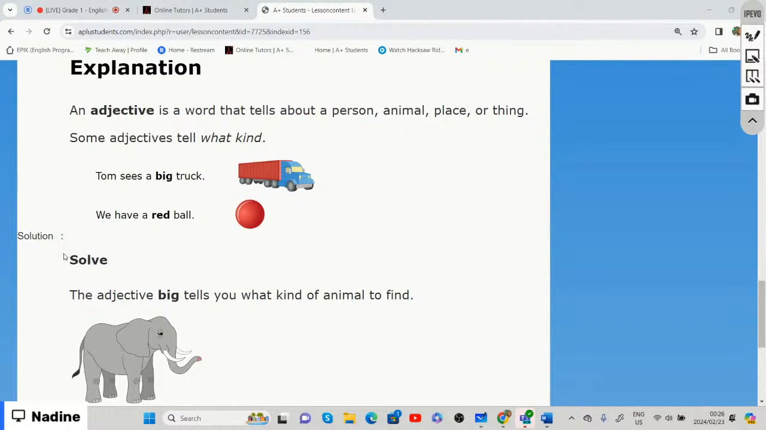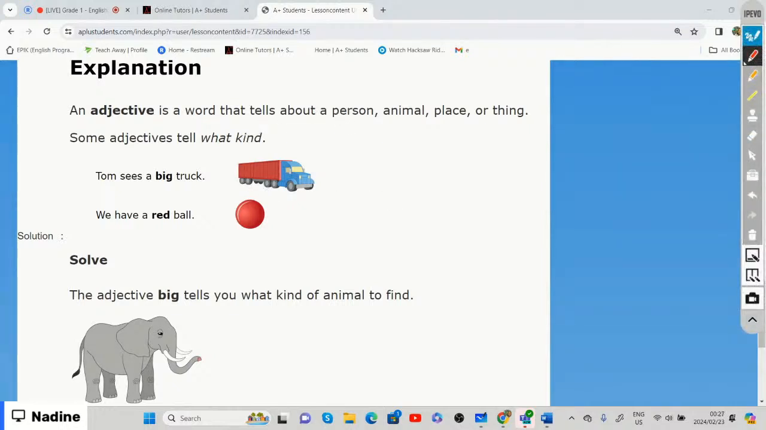All right, so I'm quickly going to just briefly explain again, and then we're going to go on to our test, okay? All right, so an adjective, right? Our chapter is adjectives. And an adjective is a word that tells us more about a person, it tells us more about an animal, tells us more about a place, or it tells us more about a thing, right? So an adjective basically describes or tells us more about the noun. And that is why we're saying it tells us more about either a person, animal, place, or thing, right?